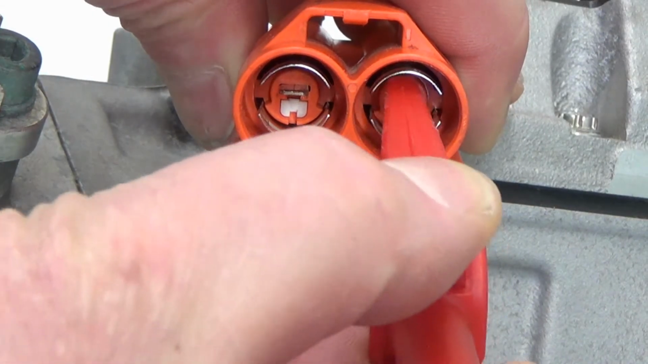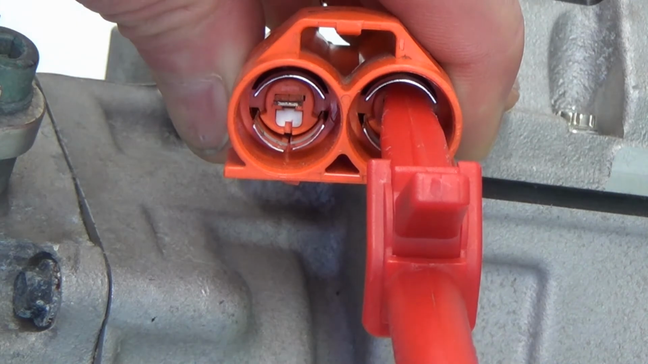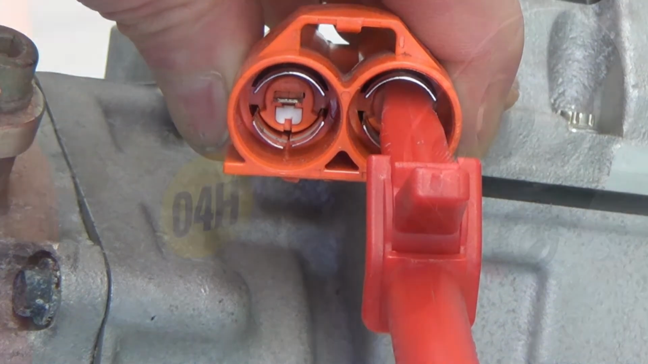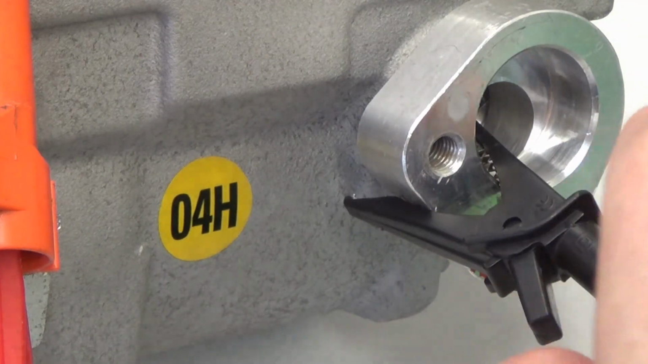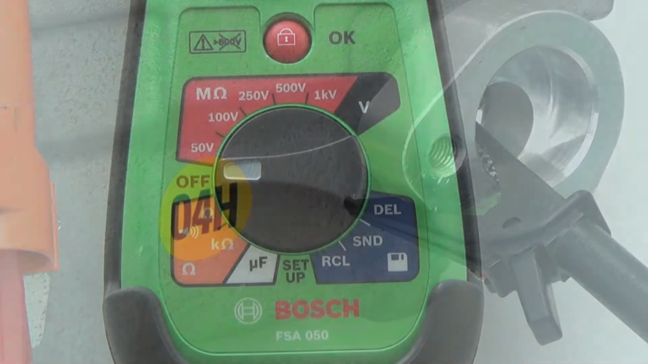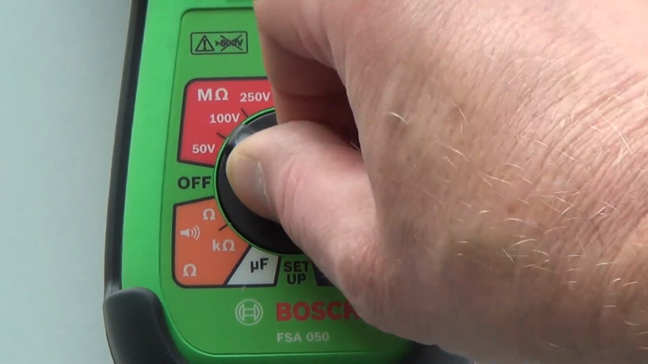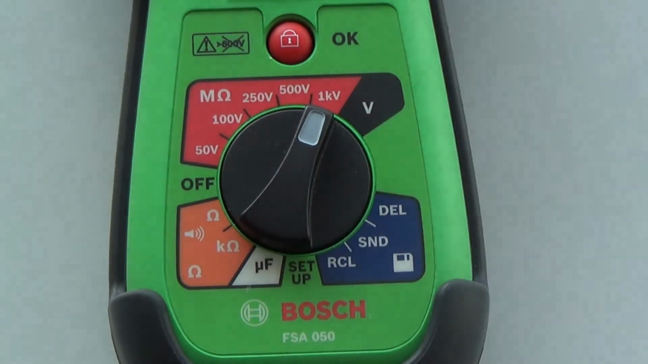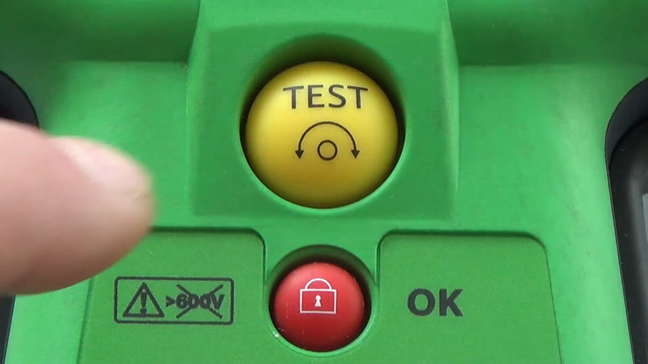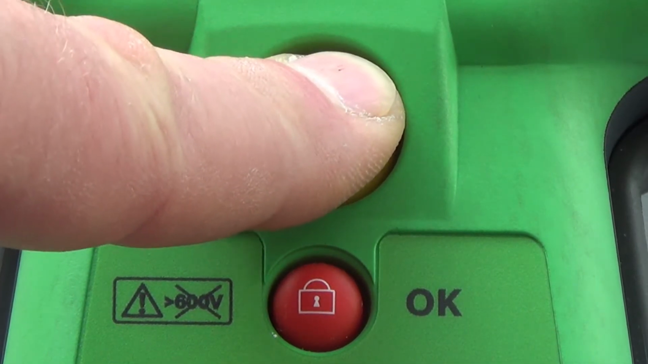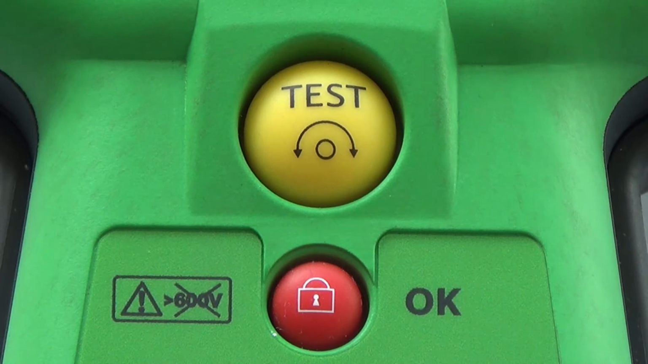The test probe number 1 red wire must be connected via adapter with one of the high voltage leads. The test probe 2 black wire must be connected with the chassis or housing. Select 1000 volt test voltage on the FSA 050. On the PC software, select DAR test. Start the test by pushing the yellow button on the FSA 050.